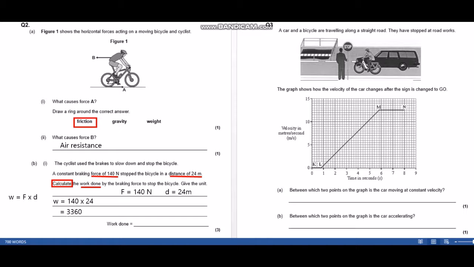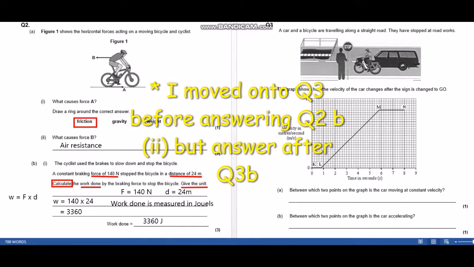This gives us an answer of 3,360. But what are the units? The question asks us to give the units. Now work done, or work, is the same as energy, okay? That means that energy and work both have the same units. So work done is measured in joules, just as energy is, and so the final answer is 3,360 joules.